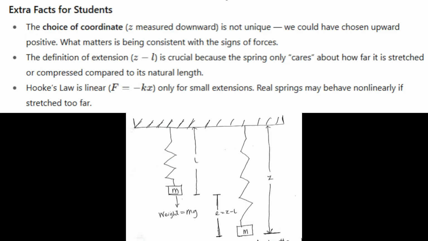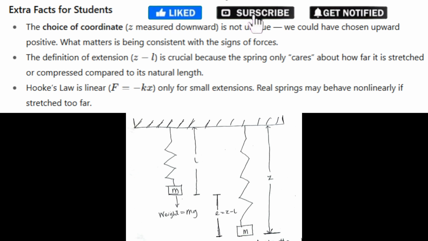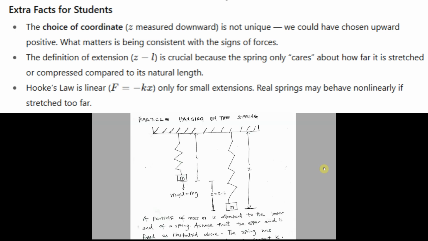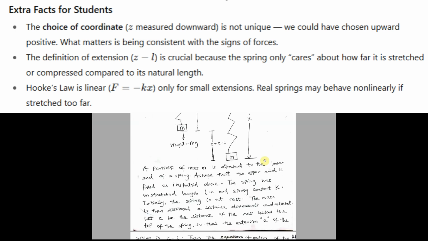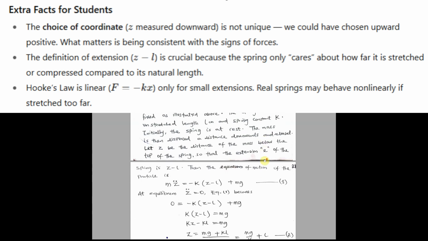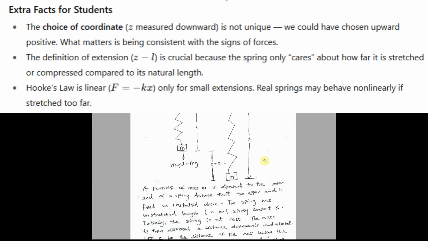Extra facts for students. The choice of coordinate z measured downward is not unique. We could have chosen upward positive. What matters is being consistent with the signs of forces. The definition of extension, z minus L, is crucial because the spring only cares about how far it is stretched or compressed compared to its natural length. Hooke's law is linear, F equals minus kx, only for small extensions. Real springs may behave nonlinearly if stretched too far.